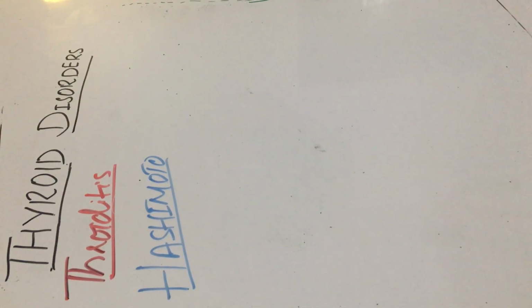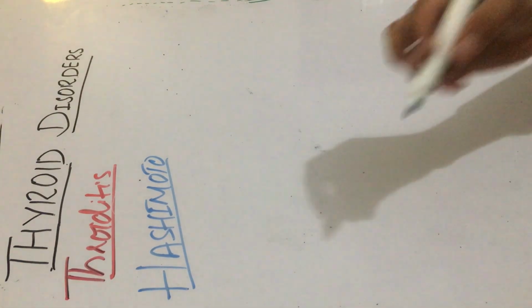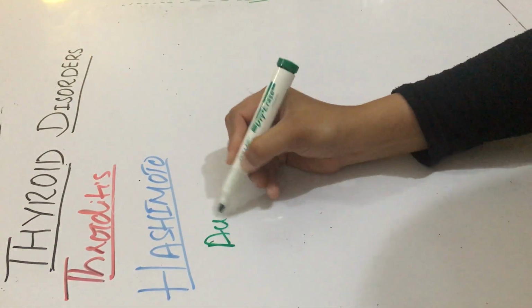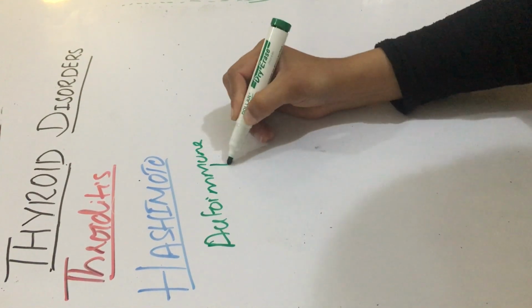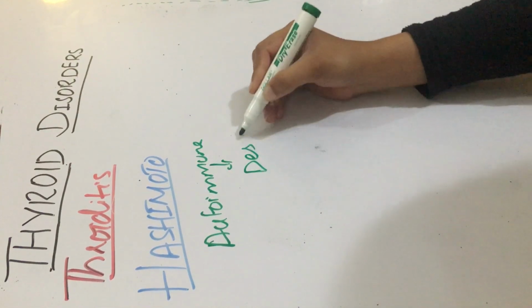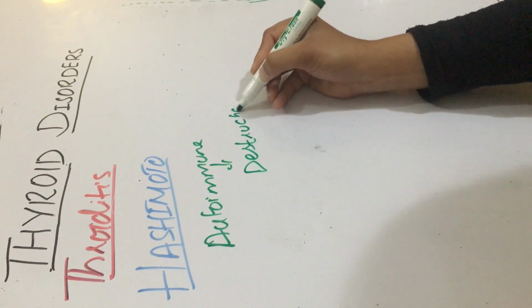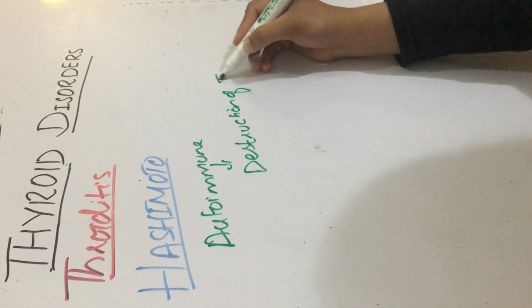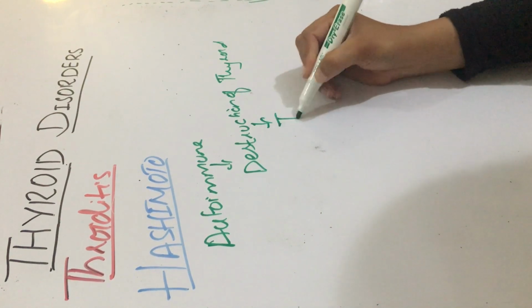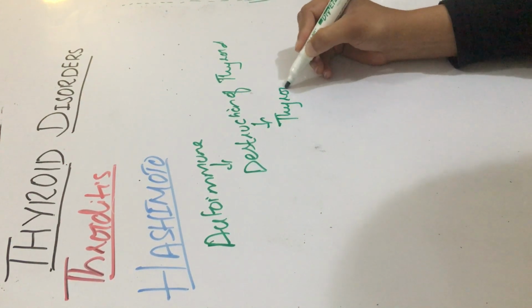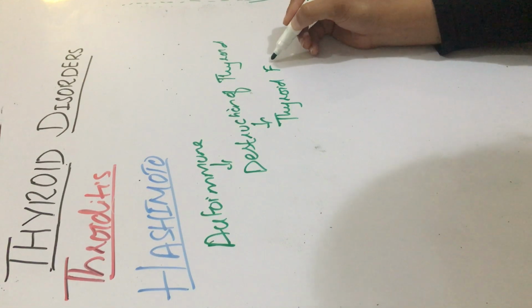Hashimoto thyroiditis is basically an autoimmune disease. It is an autoimmune disease that results in the destruction of thyroid gland. So there would be progressive thyroid failure.